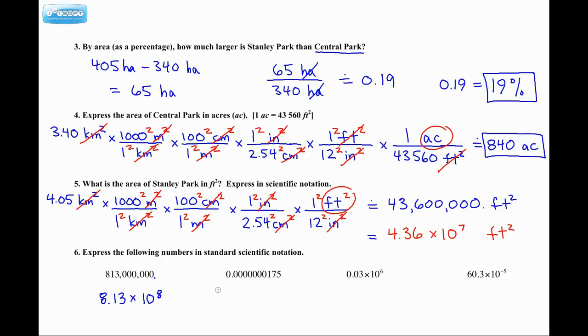So this is going to be 1.75. But the only difference this time is I had to move the decimal to the right 8 times. So it's times 10. But because I had to move the other direction, I write minus 8. Okay, so 1.75 times 10 to the minus 8 is equivalent to this ugly number here.